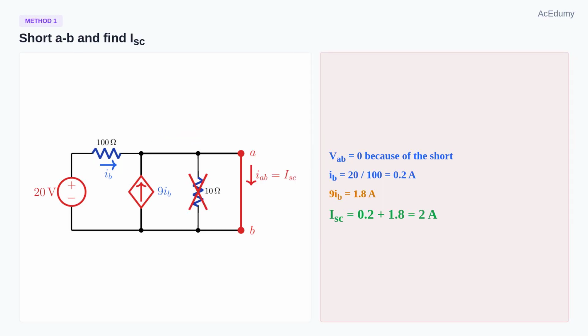The first resistance method is the short circuit current method. We keep the independent 20-volt source alive and short terminals A and B. The short forces the terminal voltage to 0, so the 10 ohm branch has no voltage across it. The 100 ohm resistor now carries IB equal to 20 over 100, which is 0.2 ampere. The dependent source injects 9 times that current, or 1.8 amperes, upward into the top node.